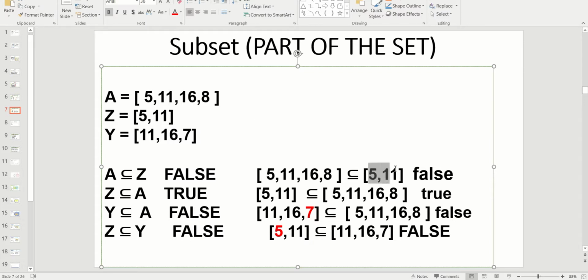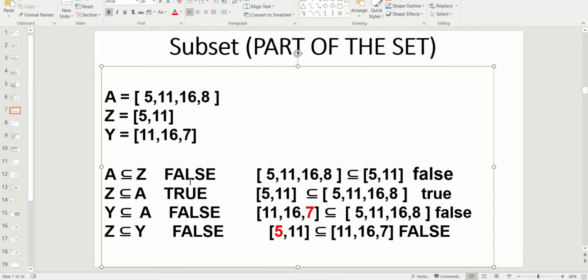Although they have similarity, they have an intersection, but A cannot be said to be a subset of Z, because A is bigger than Z. So this statement is false.